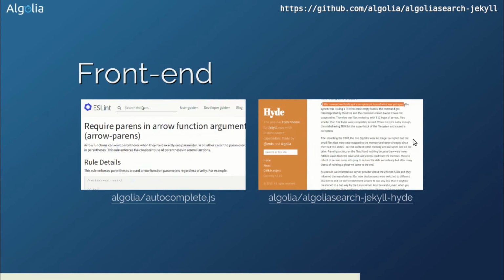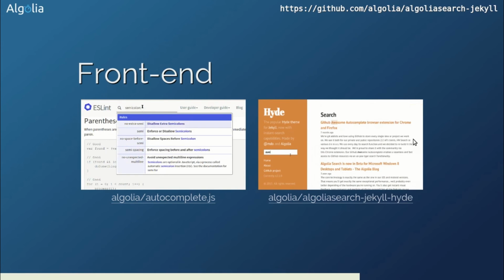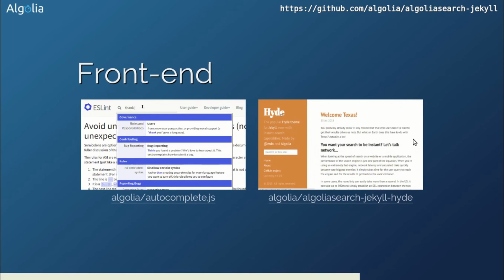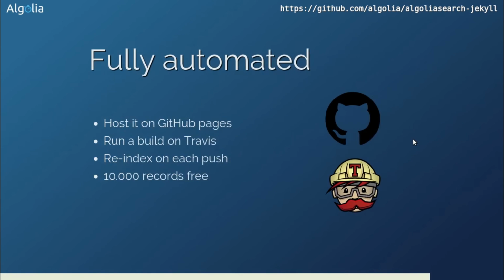The other one is the full page search. We did a fork of the very nice and popular Hyde theme for Jekyll, and it does add a search input on the sidebar and display the results in the main area.